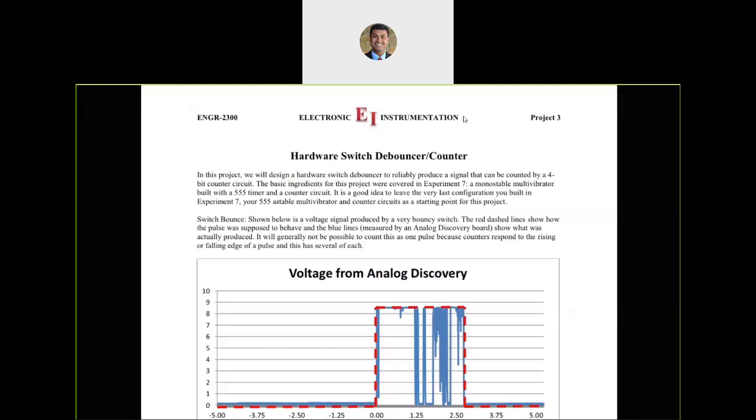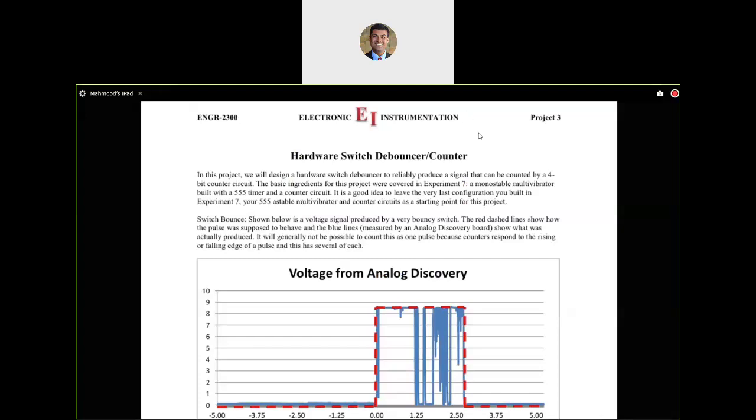So in project 3, we are going to be talking about a switch debouncer. We'll start by talking about why we need a debouncer circuit. Can we get a hardware switch debouncer? What's the need? How are we doing it? Using a 555 timer.